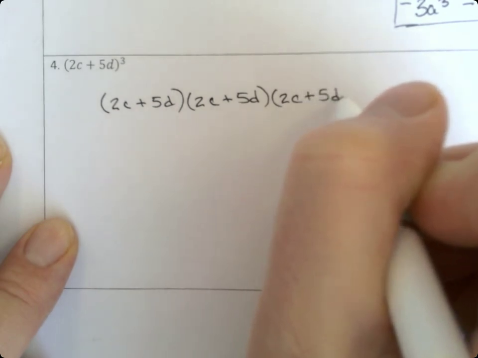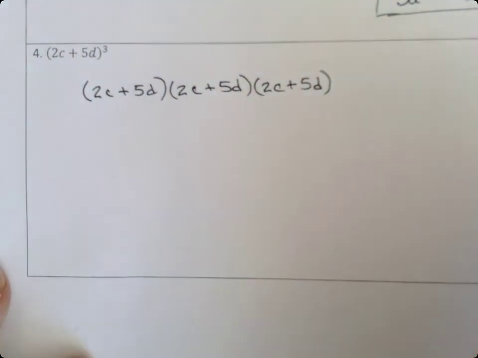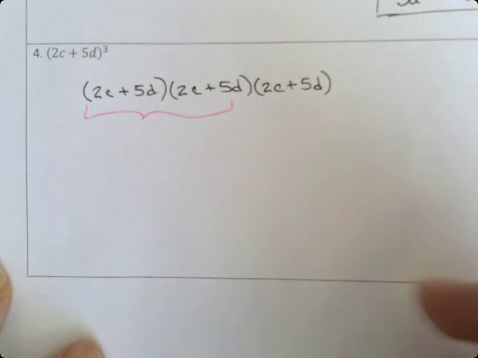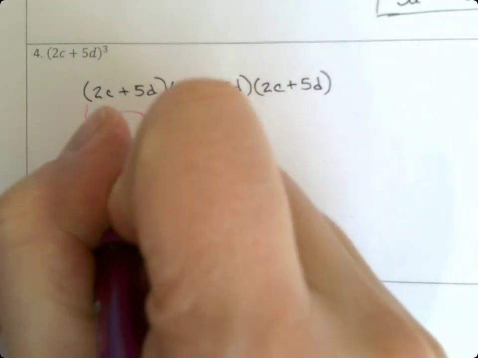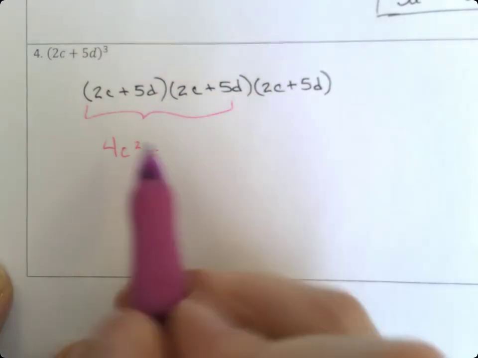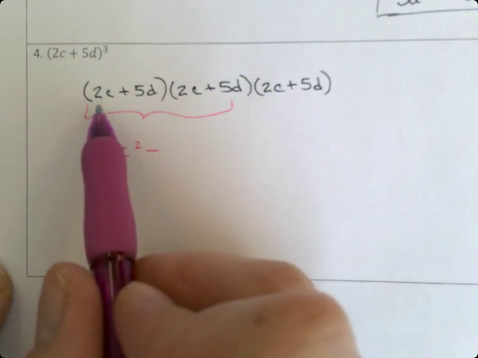Now, I cannot multiply all 3 at the same time. So I'm going to pair it up, and I'm going to multiply these two, and I'm not going to forget this. I'll bring it down. So you're just going to do your simple FOIL, 4c squared, outside. And guys, this is the one where if you can do the shortcut, do it.